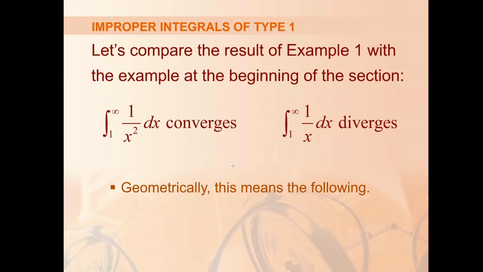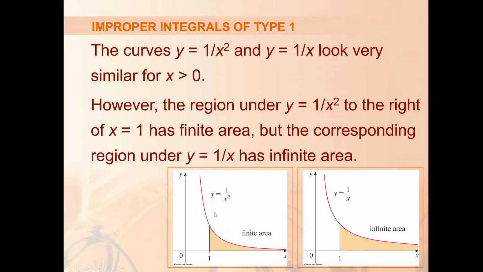So let's compare the results of example 1 with the examples at the beginning of the section. The integral from 1 to infinity of 1 over x squared dx converges, and the other one diverges, because that's only 1 over x. So geometrically, this means the following. As you can see, the curves right here are pretty similar, and they're both going to infinity. But for 1 over x squared, the limit exists. But for the other one, the limit does not exist.